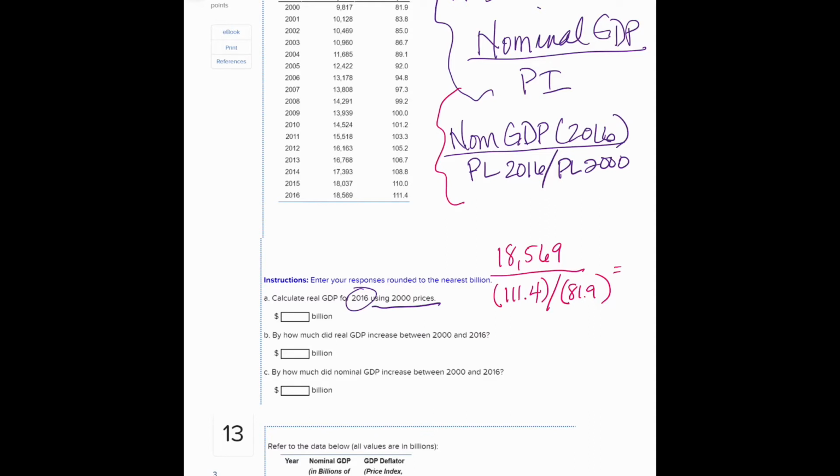And run that through. What we're going to end up with is 13,651.7, which is going to round up, since they tell us to round to the nearest billion. We're going to go 13,652. Okay, so that's right.